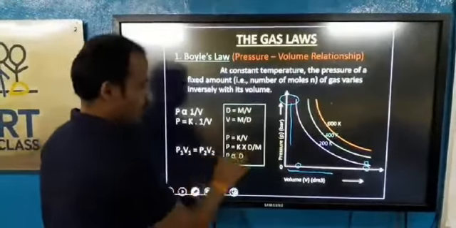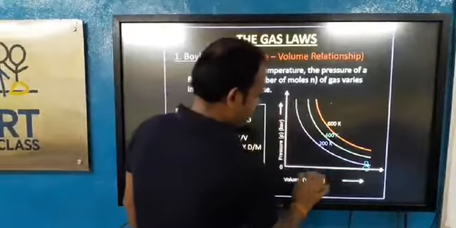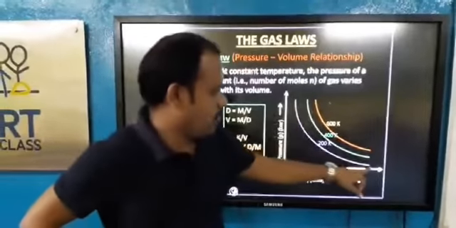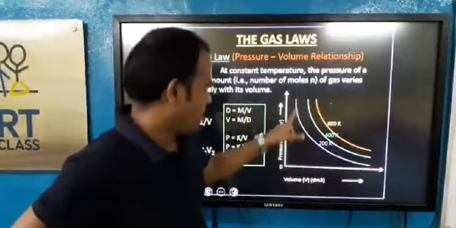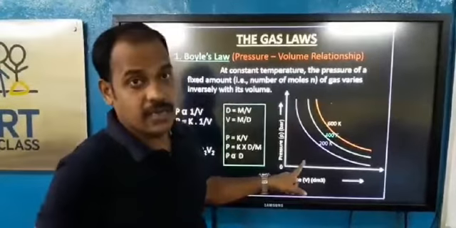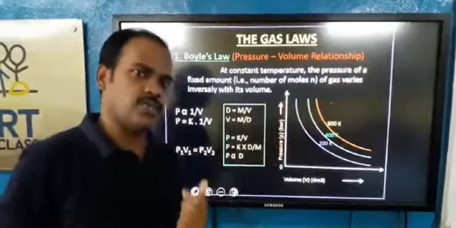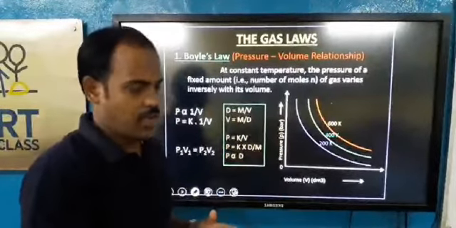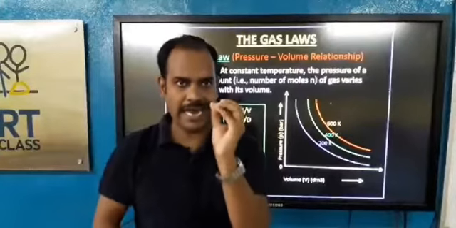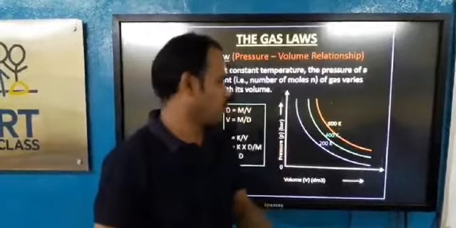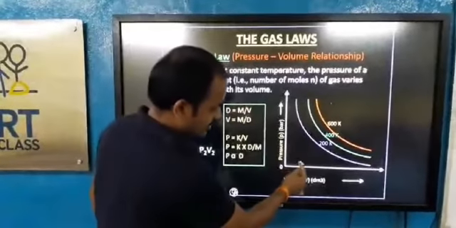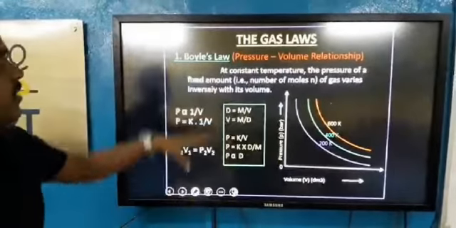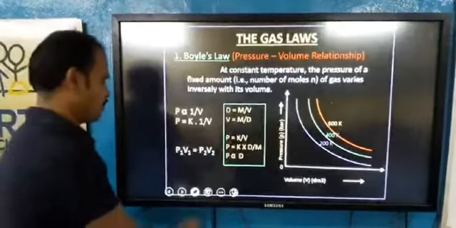Remember one thing also. From this graph you can see volume can't be zero. Why? Because though molecules of gases are very, very small, after some extent, or after the maximum pressure, the volume will be occupied by some atoms. So volume can't be zero. So that's why this graph starts from this side. Okay, so this is the relation between gases, the relation between pressure and volume.